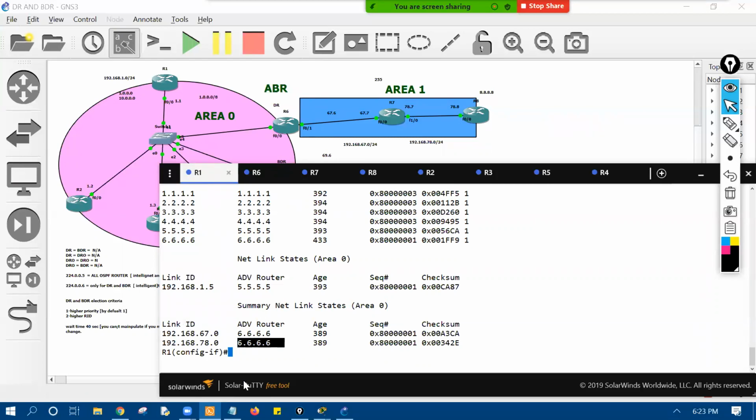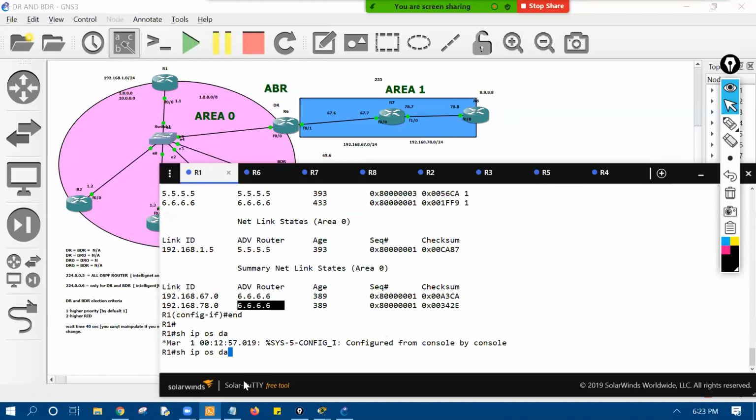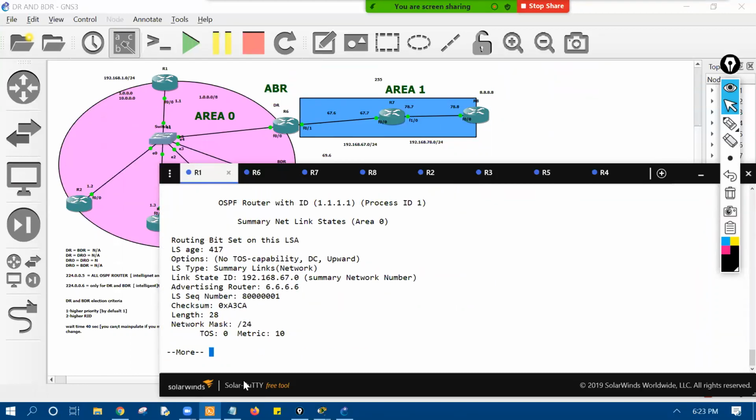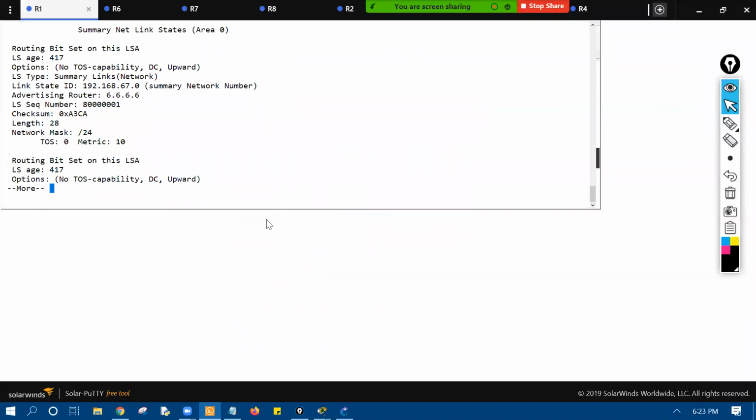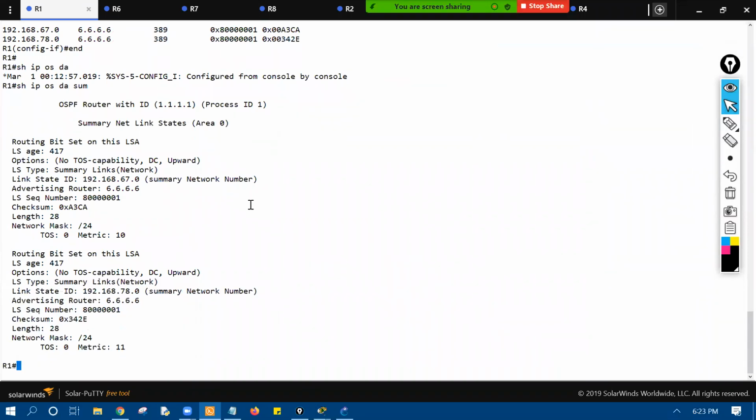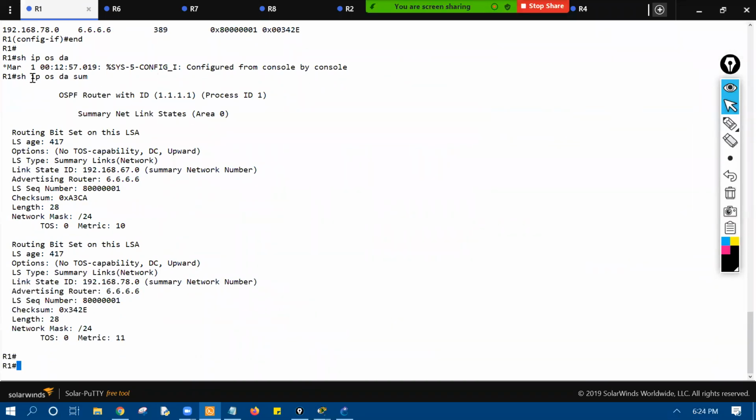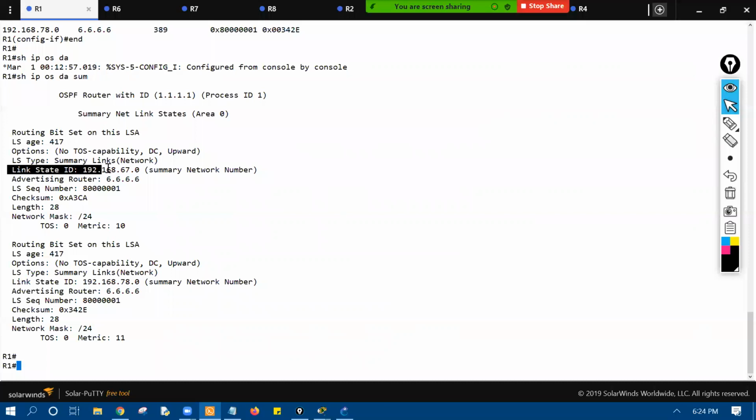If you want the detailed information, use show ip ospf database summary. Just put the summary keyword over there, and it will show the detailed information. In the detailed information, the link state ID is 67.0. Who is advertising this? 6.6.6.6, and 6.6.6.6 is the ABR.